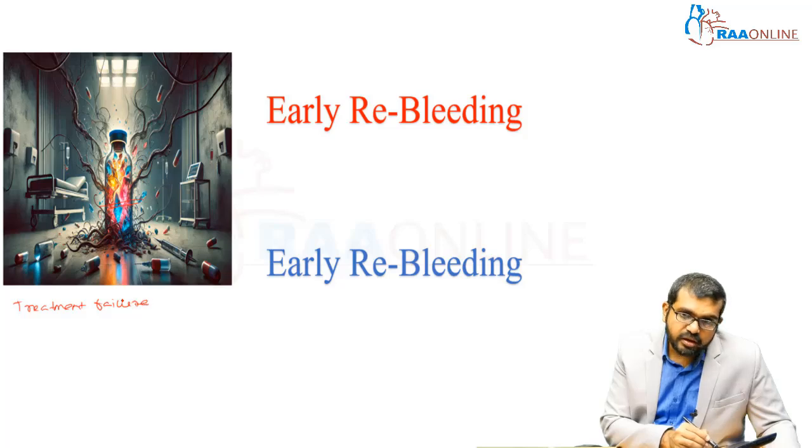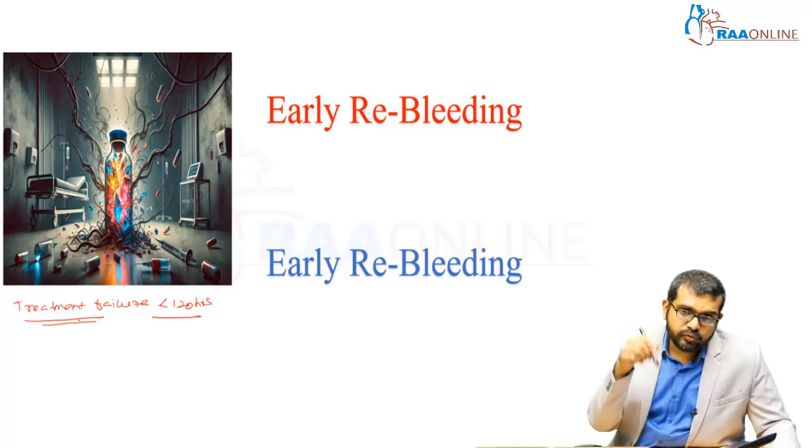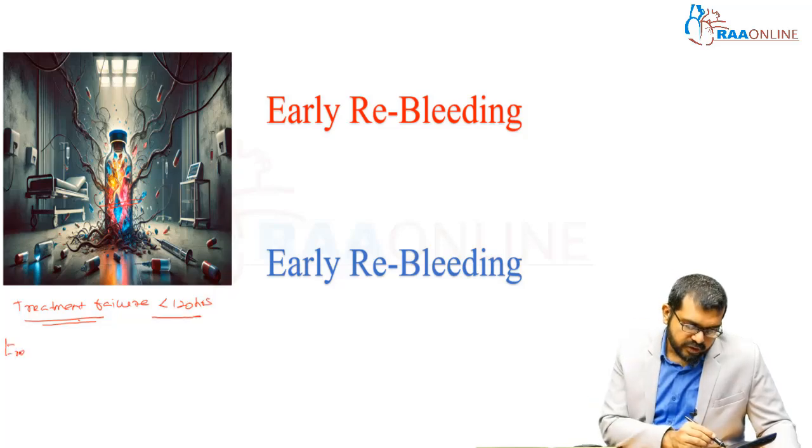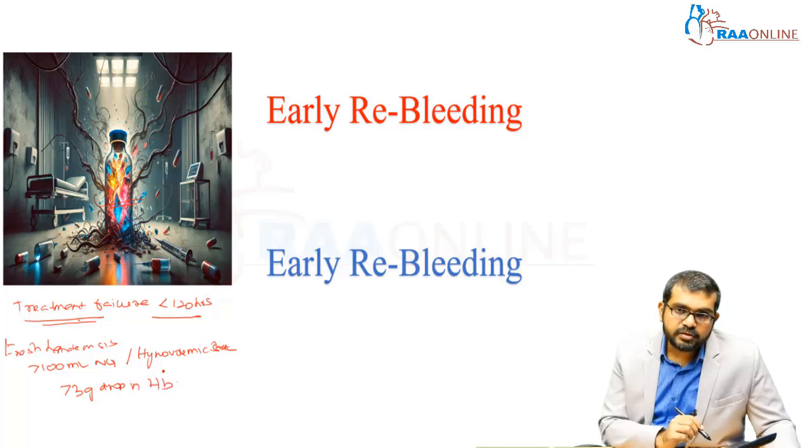Within the time window of acute variceal bleeding, that is within 120 hours, if the patient exhibited any of the following clinical features: fresh hematemesis, more than 100 ml of blood in the nasogastric tube, development of hypovolemic shock, more than 3 gram drop in hemoglobin. If these things occur after an initial control of hemostasis, then it is something called treatment failure.